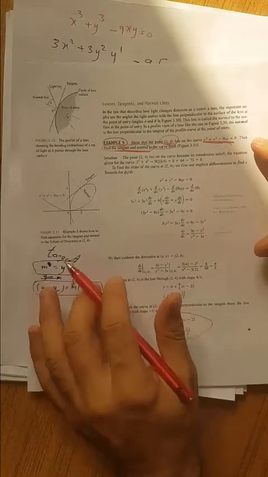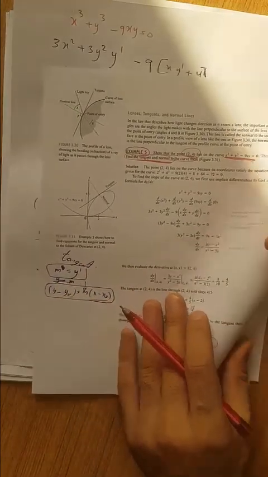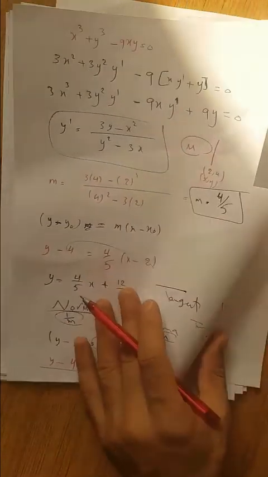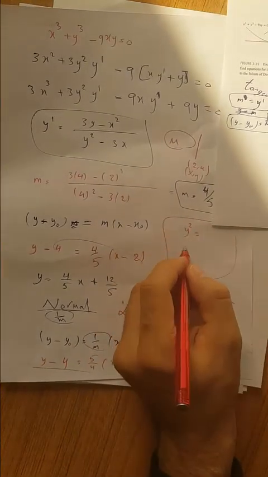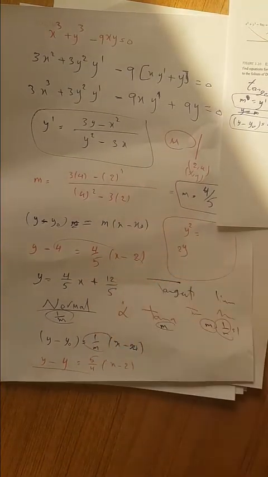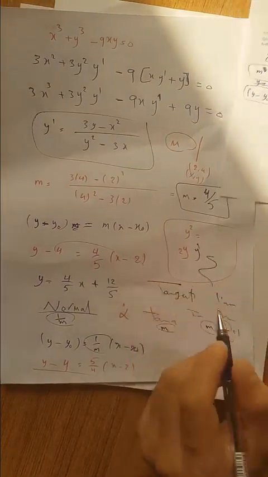So please do not forget how to find the derivative of an implicit function. If you have, for example, y squared, when you find the derivative you have a 2y, but do not forget putting the y prime. That's all we need in this section.